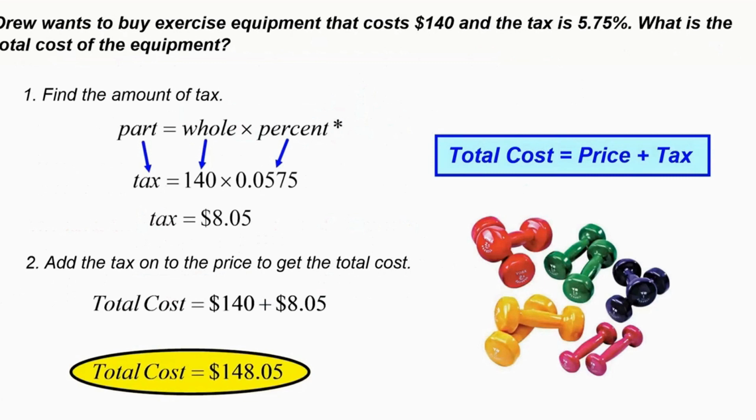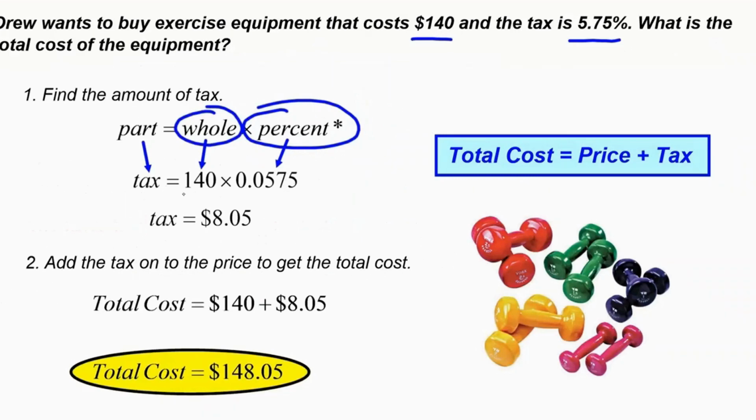Drew wants to buy exercise equipment that costs $140 and the tax is 5.75%. What is the total cost of the equipment? So the cost of the equipment is $140, but we have to pay 5.75% of that extra in tax. So we have to find the part when the whole is the price of the equipment and the percent is the tax that we have to pay. And remember, I'm using the percent equation here. And remember that the percent in the equation is always written as a decimal. So that's what I'm doing in this example.